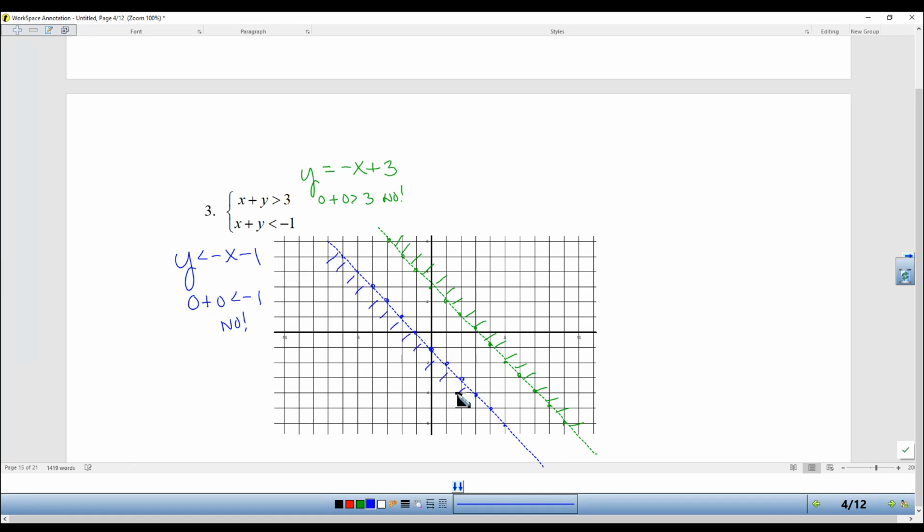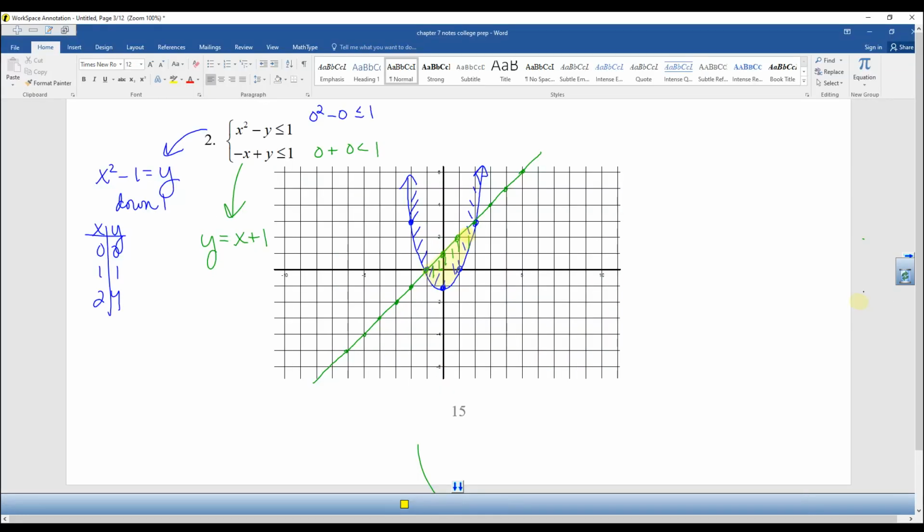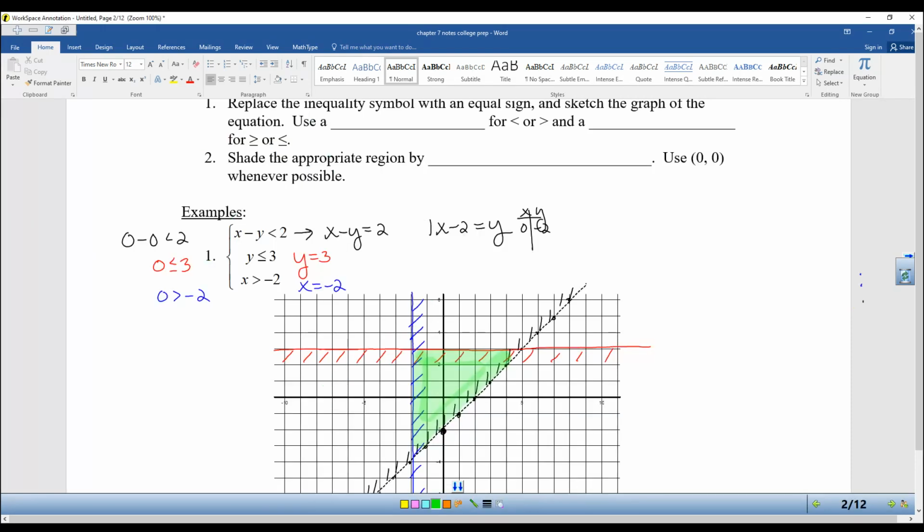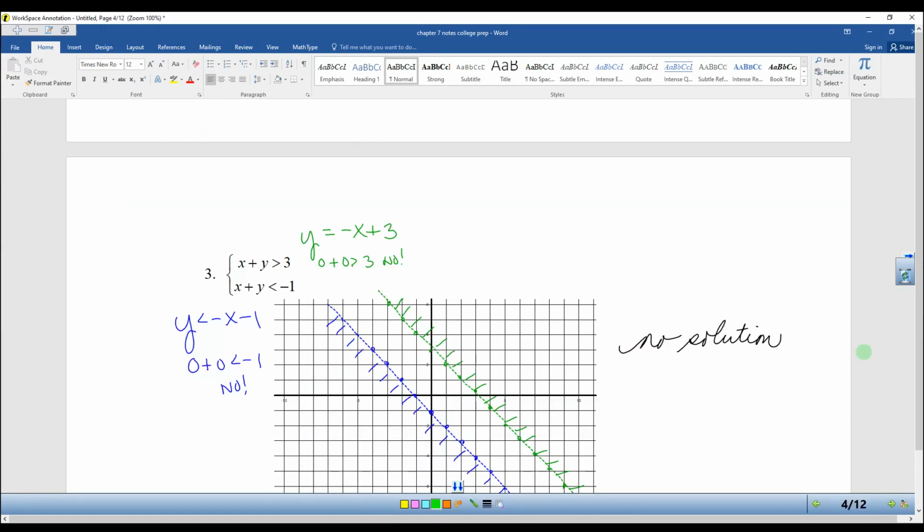So the question is, what is the intersection of these two shaded regions? There is no intersection. So there is no solution. Okay, so don't shade anything. Sometimes people then will go back and they'll actually shade this region and they'll shade this region, but that's not the answer. You only want the region that they have in common. So I've been shading the answer. And this one, don't shade anything because there's nothing that they have in common.